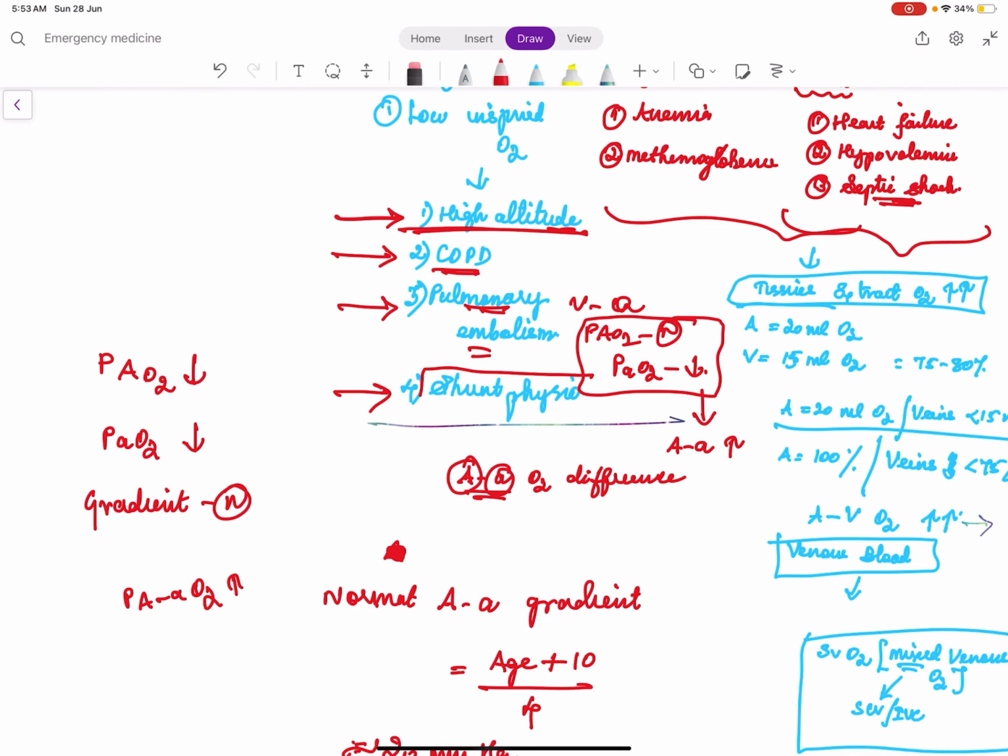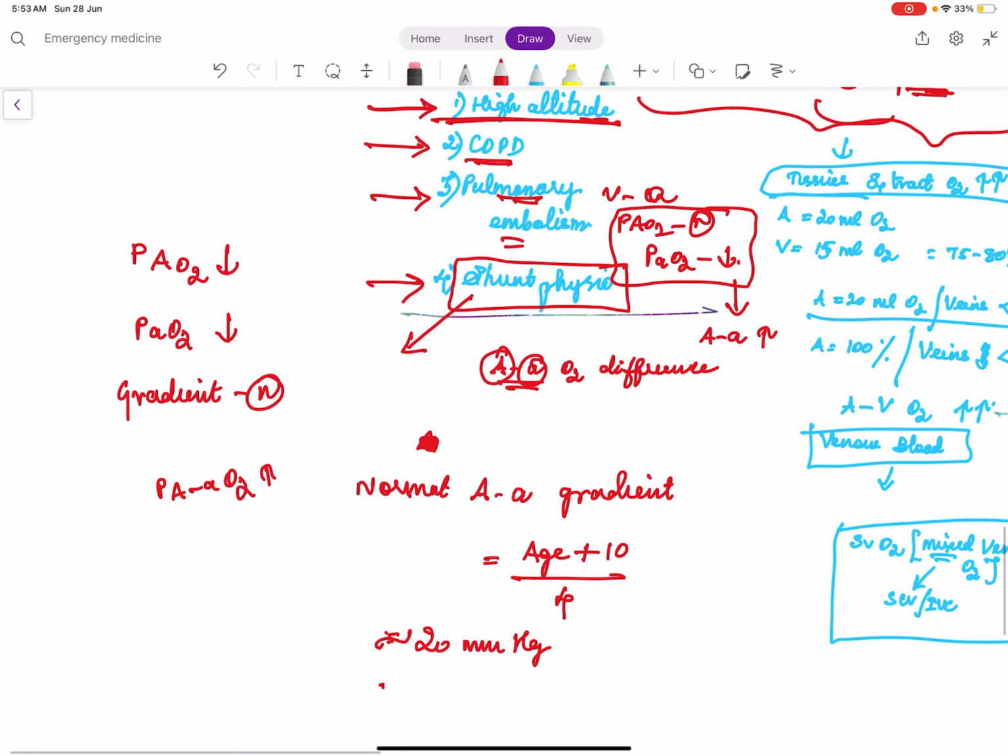What happens in shunt physiology? Shunt physiology is the same. The inspired oxygen is normal, but there is hypoxia because oxygen does not enter into the pulmonary capillaries. So the pulmonary venous blood actually has deoxygenated blood, which means the arterial oxygen is low. So AA gradient is increased.